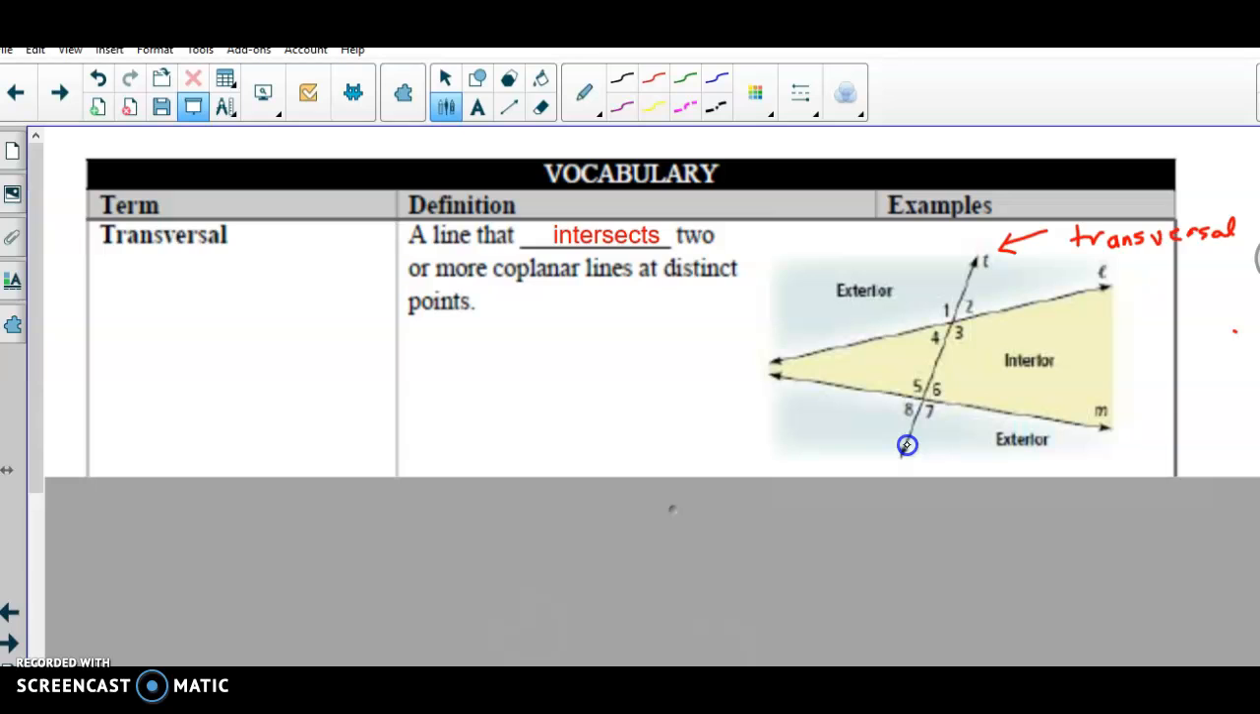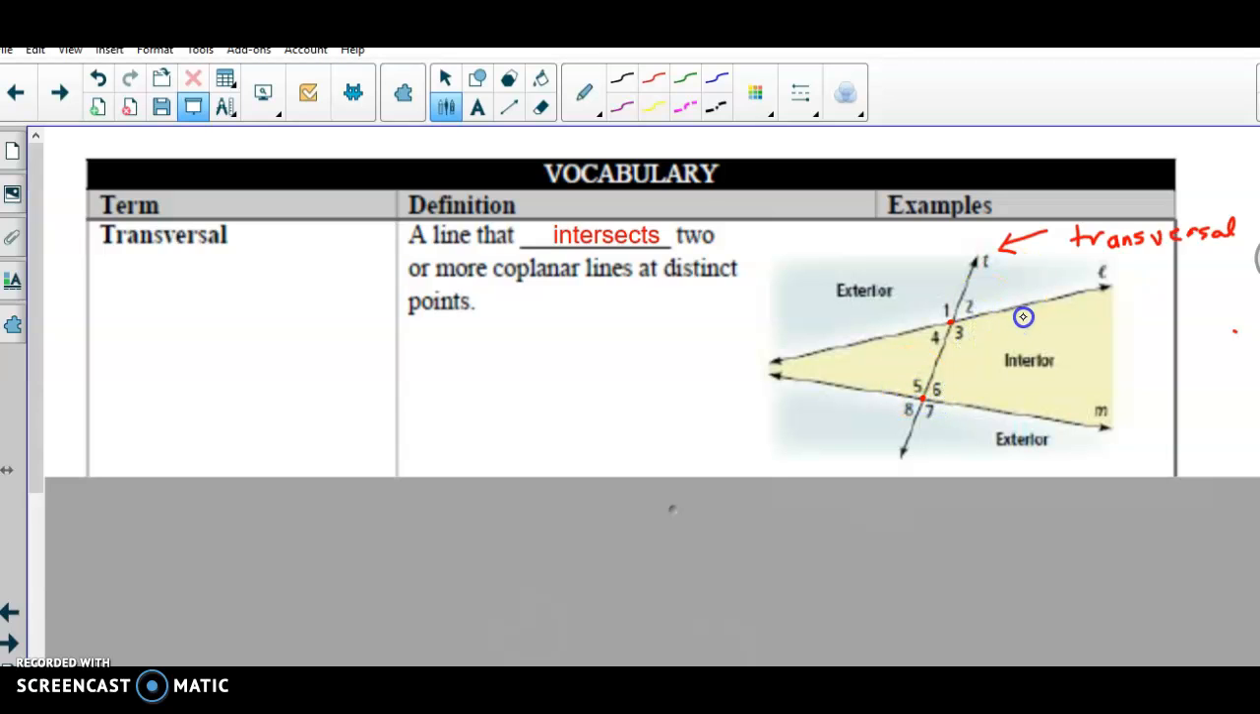So the toothpick's kind of like the transversal. And when you do that, you've got all of these angles that are formed up here at this point of intersection. I have angle 1, angle 2, angle 3, angle 4. I can measure all those with a protractor. And down here, where these two lines intersect, I have 4 more angles. So I have the exterior angles that are on the outside of the sandwich, if you will, and angles 3, 4, 5, and 6 that are inside.